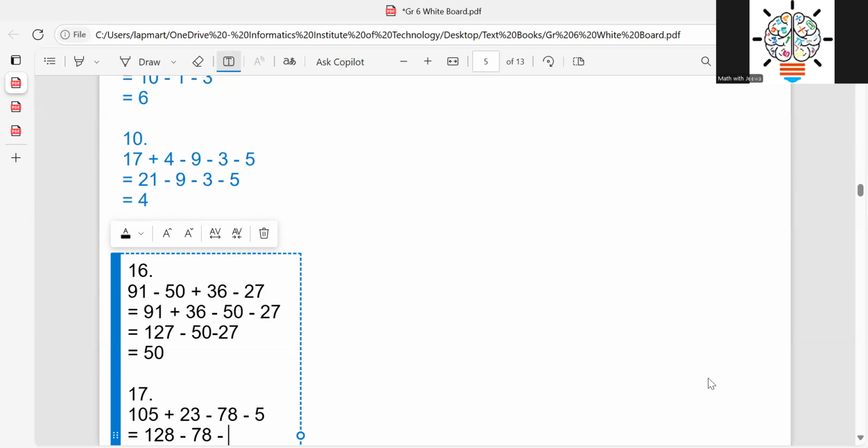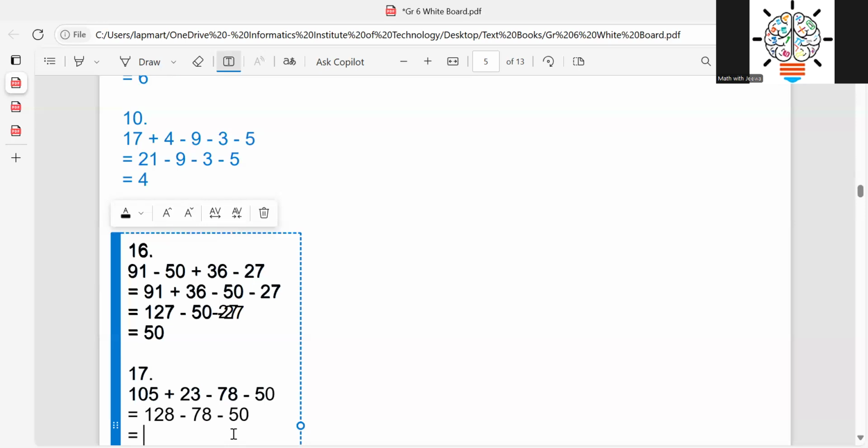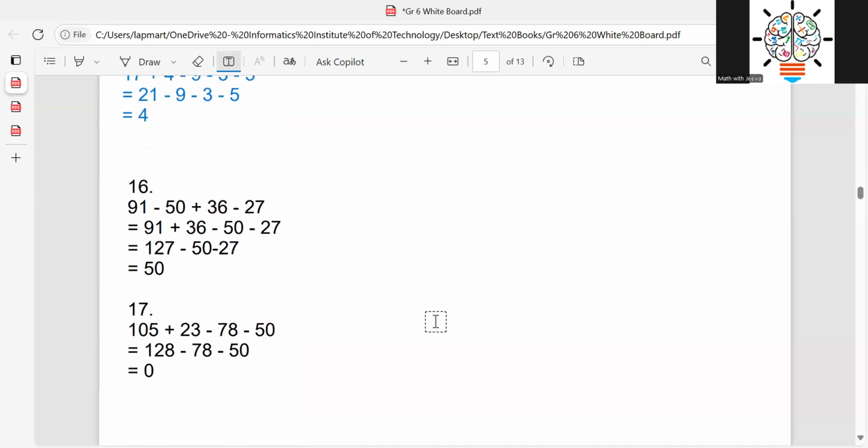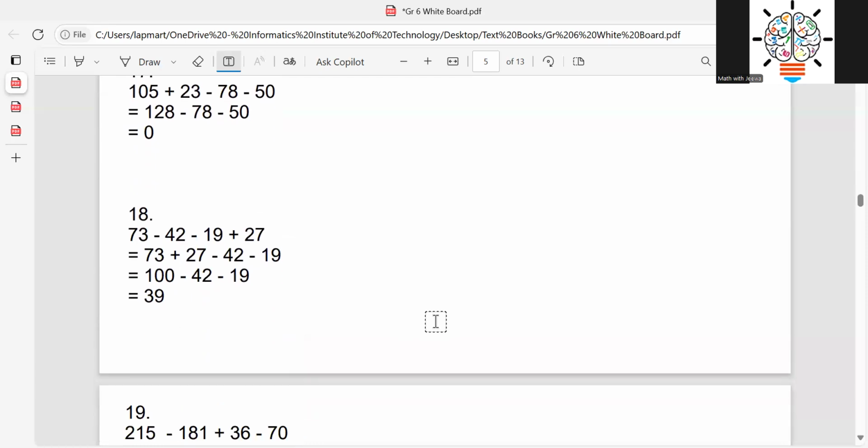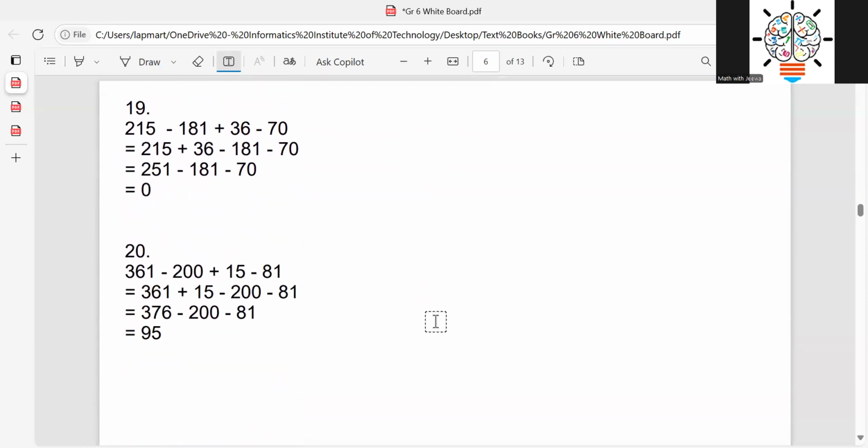Is that the question? Question number 17? It should be 50 here, not 5. It should be 50 and from this you deduct 50. So here 128 minus 78, then minus 50, the answer is 0. The original question says 105 plus 23 minus 78 minus 50. Minus 78 and minus 50, the answer is 0. Right? So then we see question number 18, and then check 19 and 20.